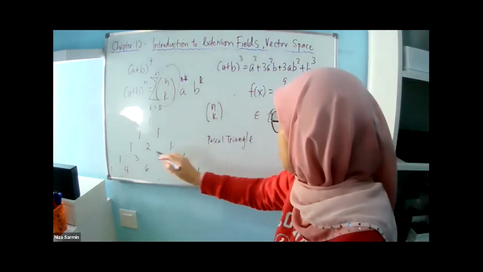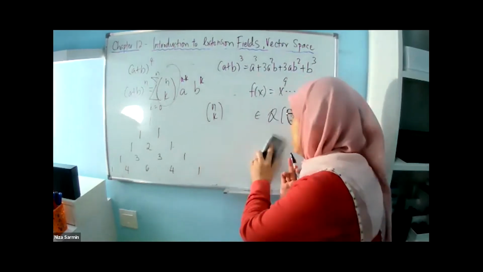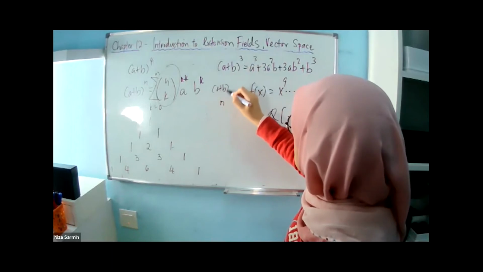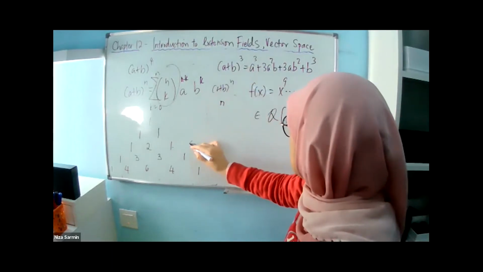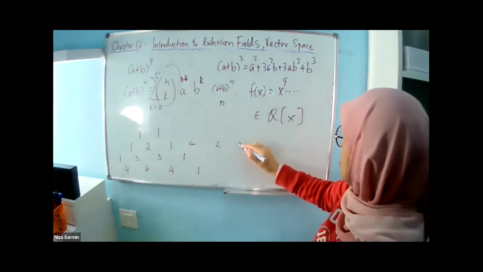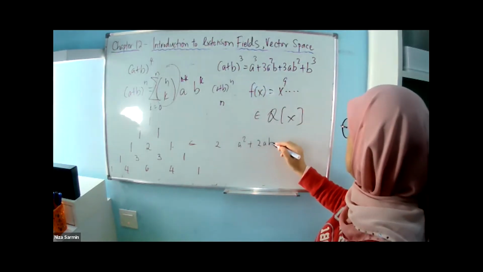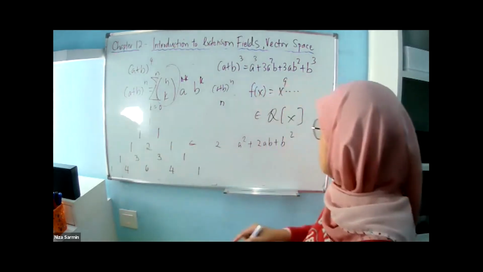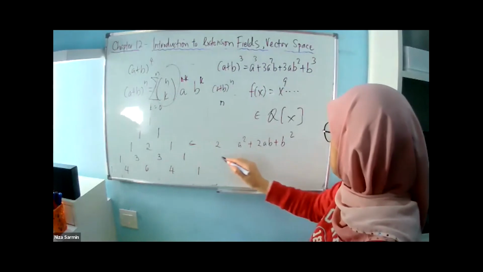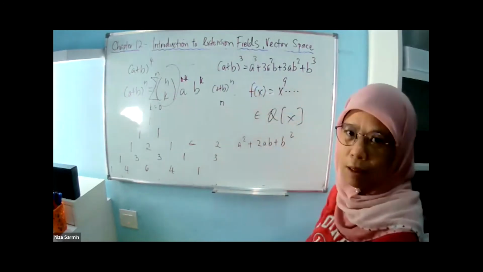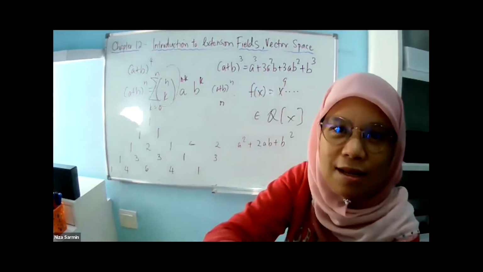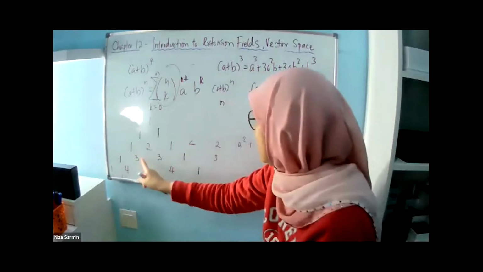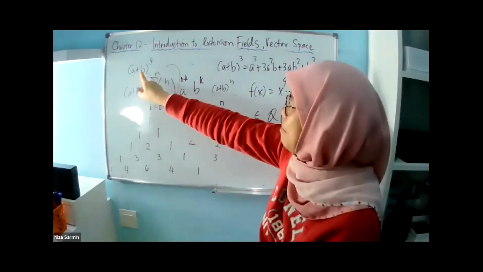That's why when you have n, when n is 2, you get a squared plus 2ab plus b squared, 1, 2, 1. When you get a plus b cubed, you get that: 1, 3, 3, 1. So I said, what is a plus b to the 4?